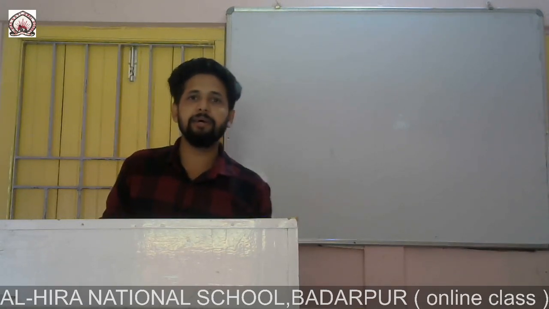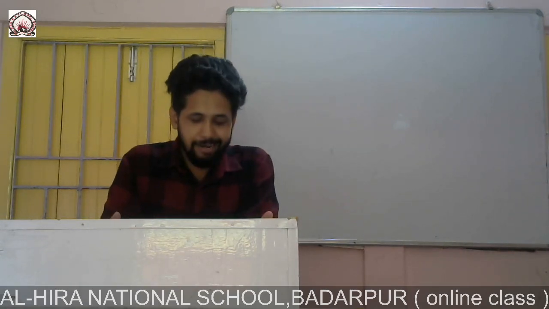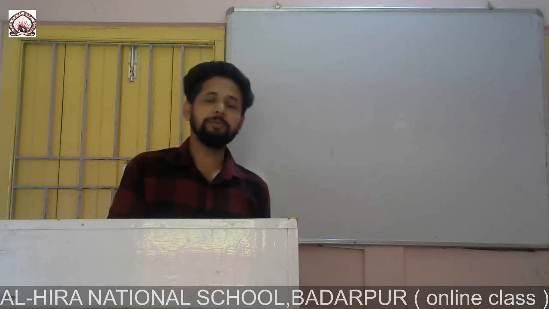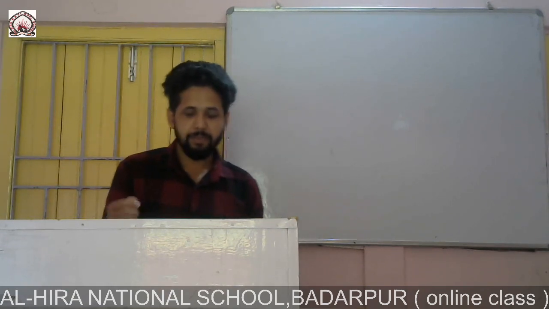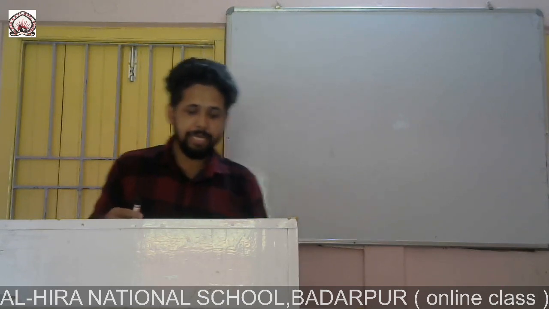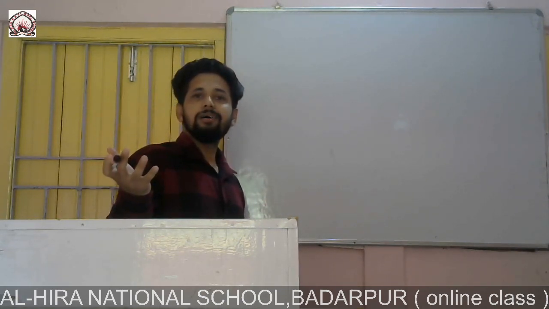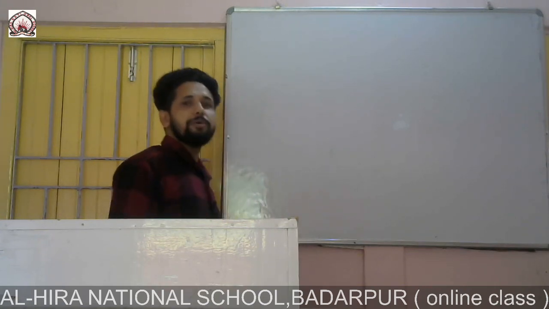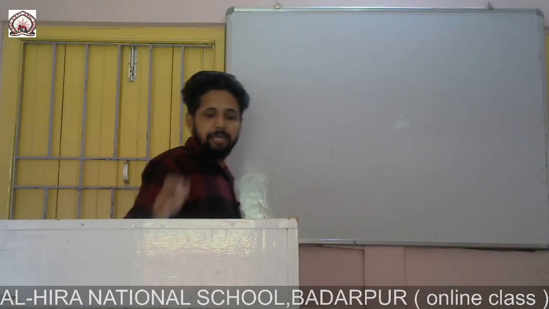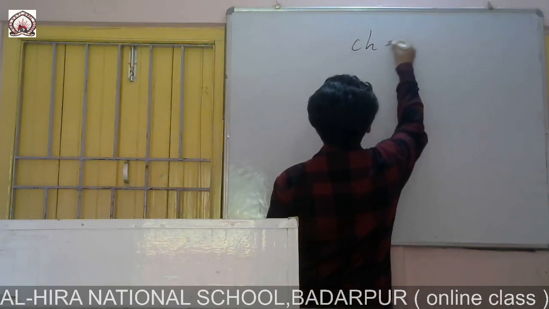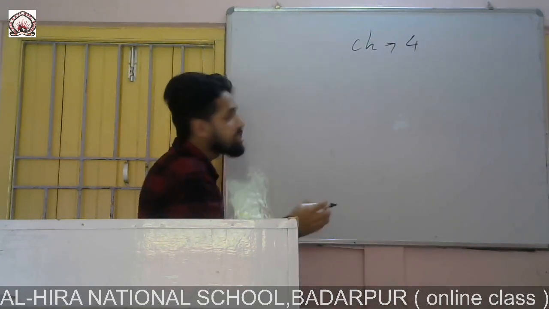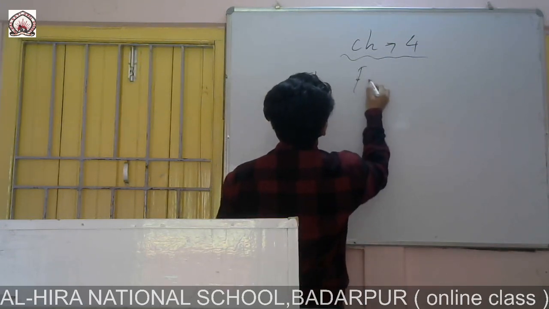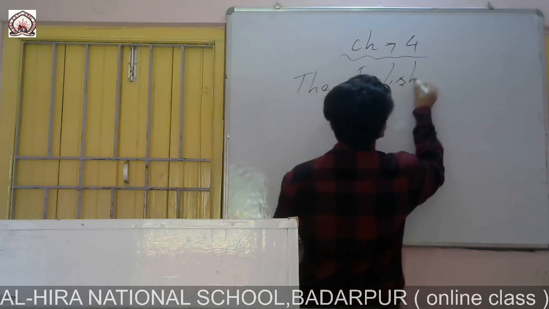So today I am here to discuss chapter number 4, and the name of the chapter is The Foolish Lion. Okay, so the name of the chapter is what? The Foolish Lion. Before I start the chapter, I would like to write the name of the chapter and also the characters of the chapter, so that it will be easy for you to understand. Here the name of the chapter is chapter number 4 and the name of the chapter is The Foolish Lion.